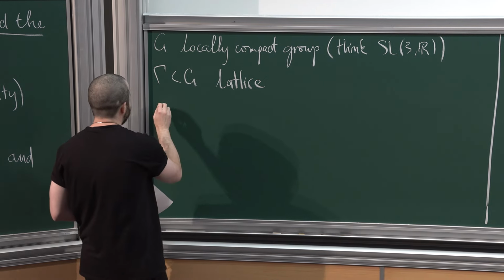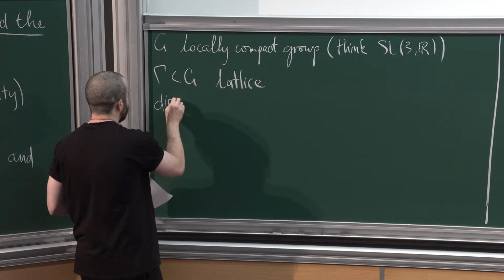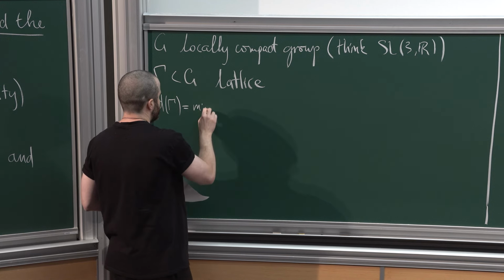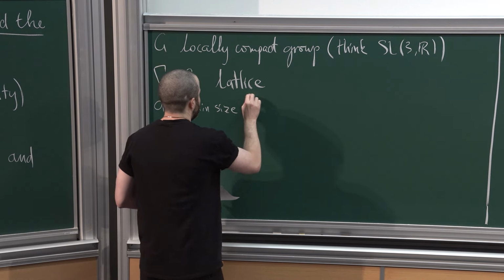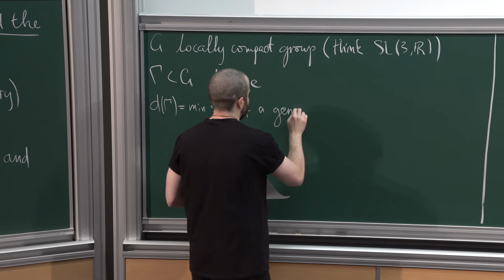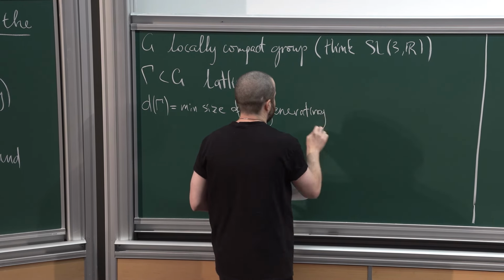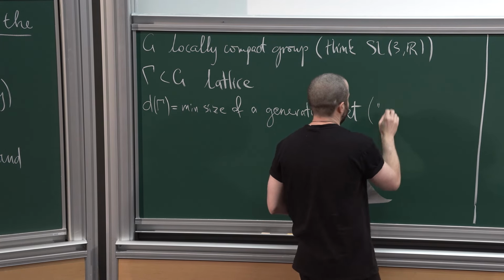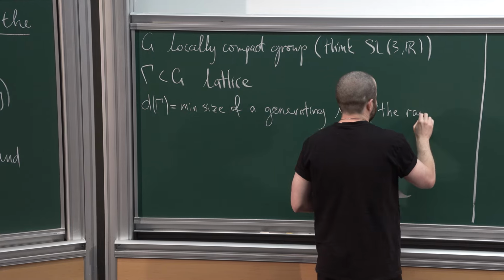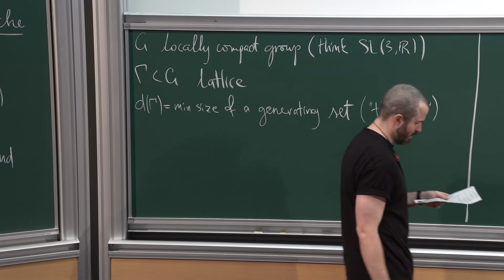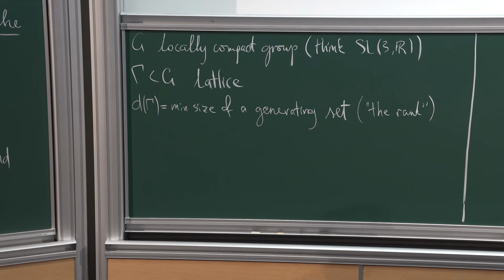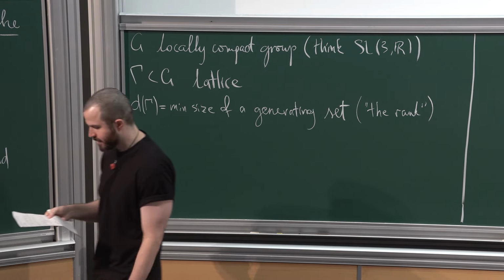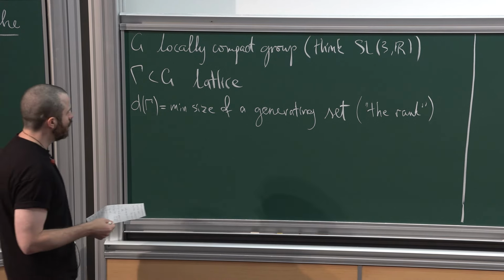OK. And the invariant that I'm interested in is a very group theory 101 invariant. It's called the rank. I denote it D of gamma. This is the minimum size of a generating set. OK. I call this the rank. It's unfortunate terminology because it conflicts with these other geometric notions of rank that we're interested in. It's a very basic invariant. You can think of it as a kind of complexity for the group.